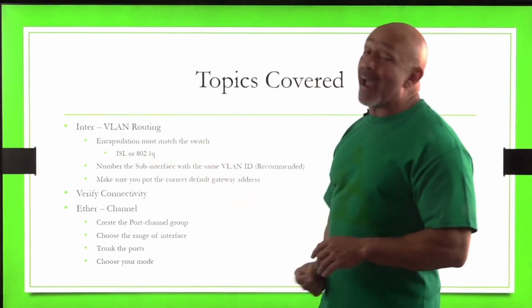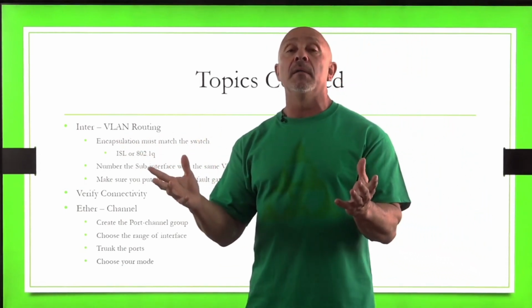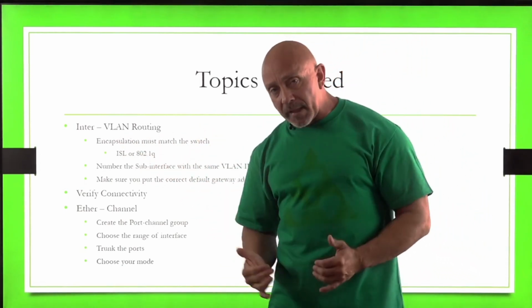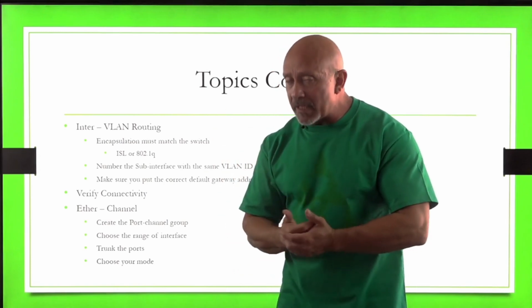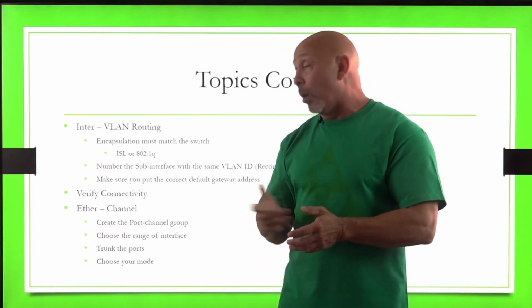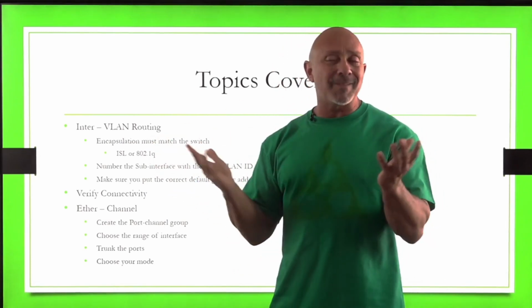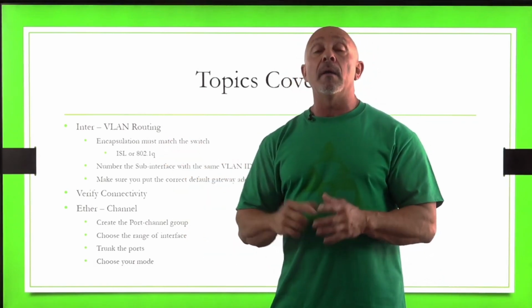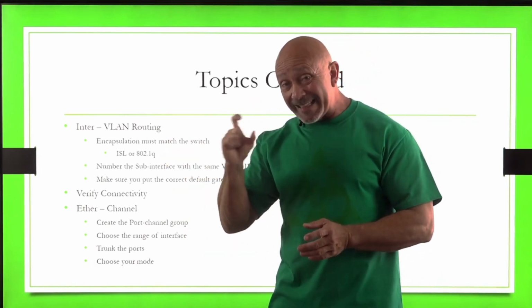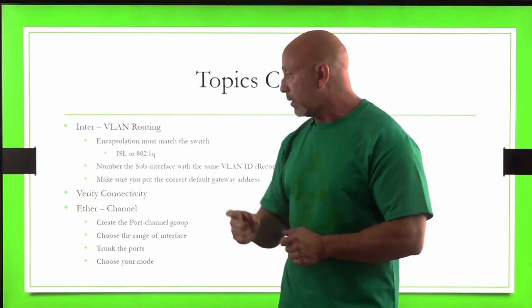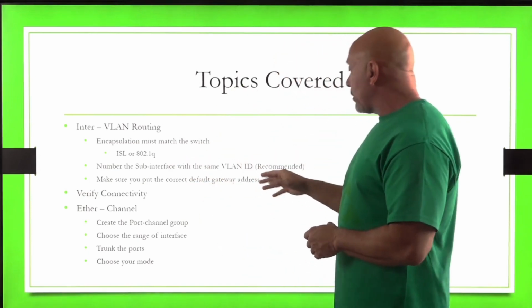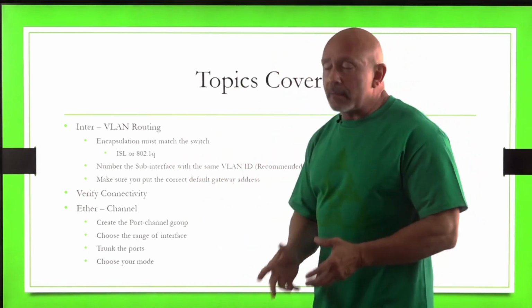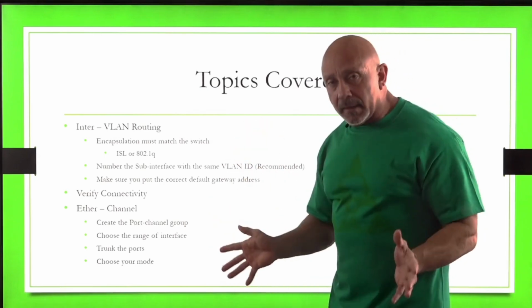The encapsulation must match the switch. So you're on your router and you're creating your sub interfaces. The encapsulation is 802.1Q, or ISL if you're doing that, but that's old. I don't know why you would do that. 802.1Q must match that VLAN ID number. That is required. The sub interface number matching the VLAN ID is recommended.